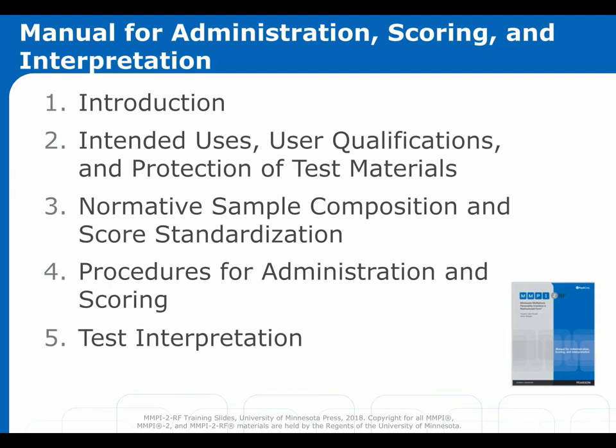The third chapter outlines the composition of the normative sample for the restructured form, which, as you may recall from earlier in this presentation, is a subset of the MMPI-2 normative sample. Descriptions of the normative sample also provide the rationale for using non-gendered norms. It is still possible to compare an individual's scores to gender-based comparison groups, something we'll discuss a little bit later.